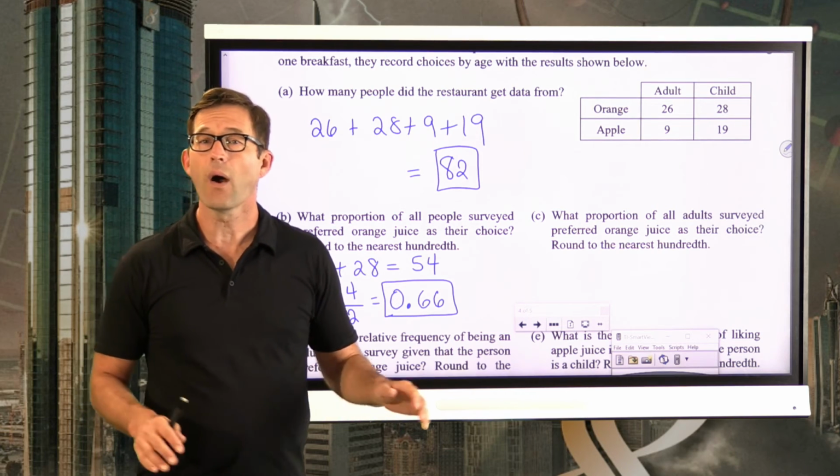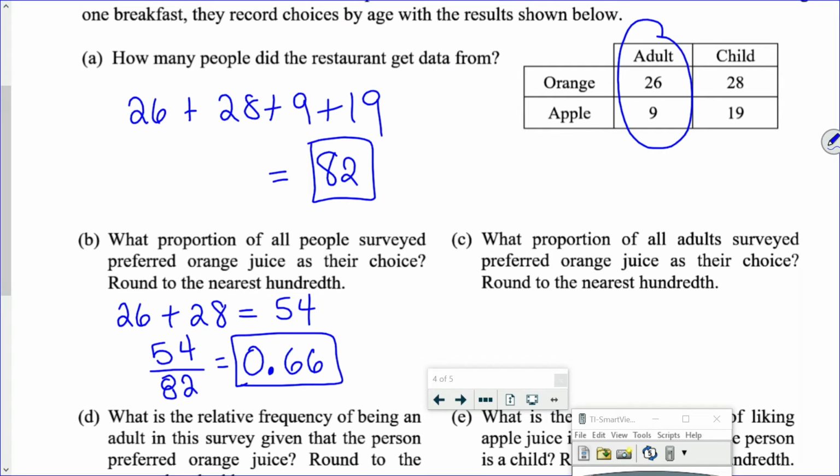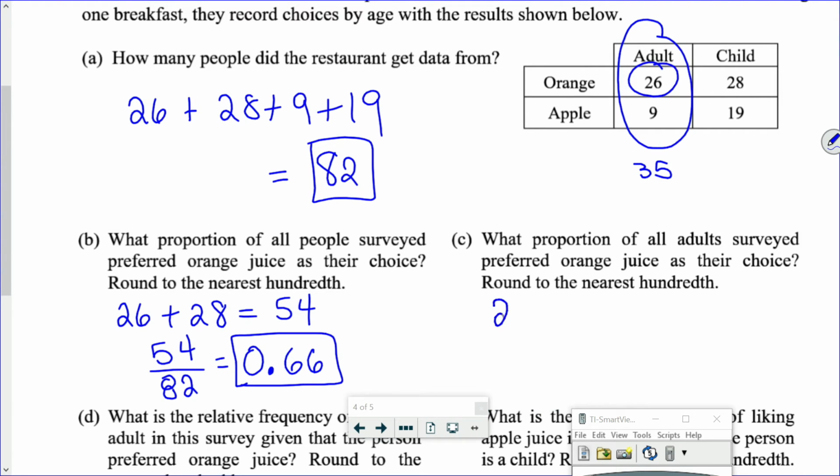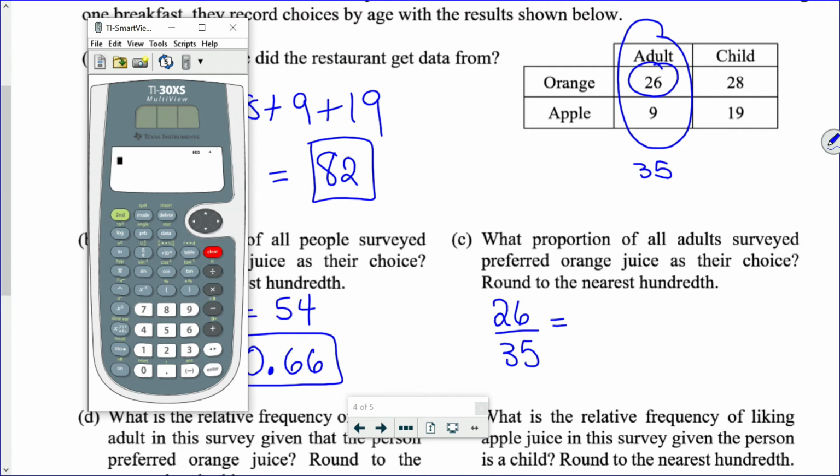All right, so now I only want to think about the adults. I only care about this at this point. Now there are 35 total adults, and of those 35, 26 of them preferred orange juice. So my proportion is going to be 26 out of 35. And let me bring my calculator back up, clear this out, and I get 0.74.